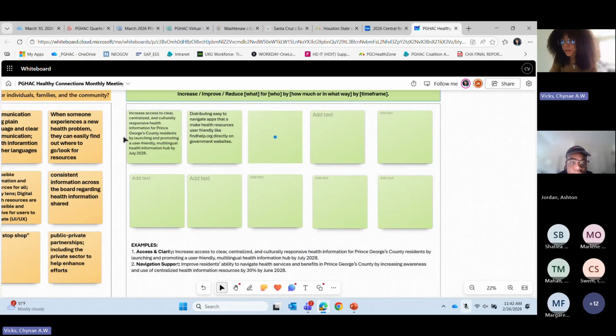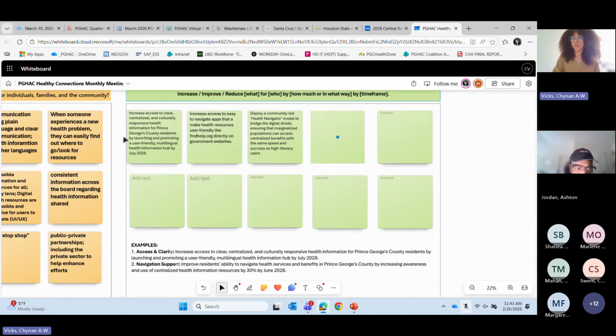Crystal also has a comment: as an MCO, we have a partnership with Find Help. It is integrated into our documentation system as well. Love that. Shanika comments: during COVID, we found that everyone does not have access to the internet or smartphones. Agreed. Economic barriers should also be considered. Absolutely. Dr. Arantes: deploy a community-led health navigator model to bridge the digital divide, ensuring that marginalized populations can access centralized benefits with the same speed and success as high literacy users. I love that. We have a couple of hands raised, Dr. Blount and then AJ.